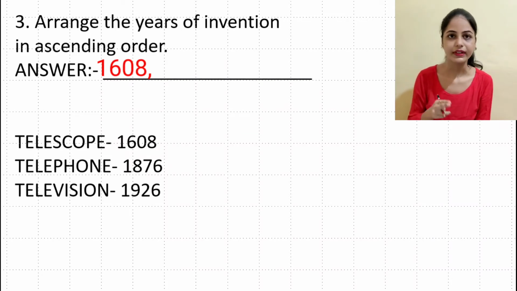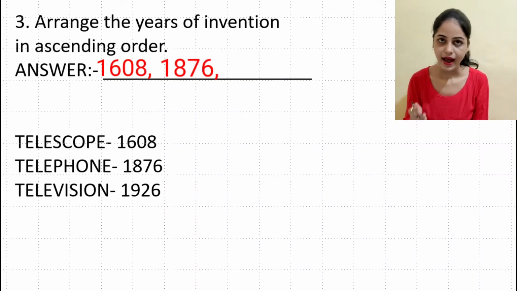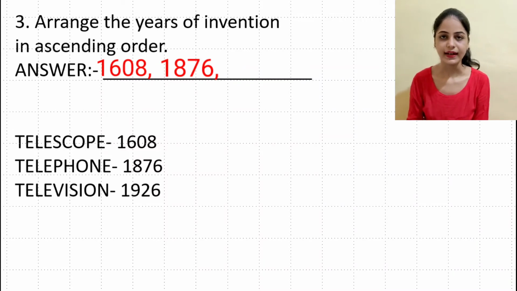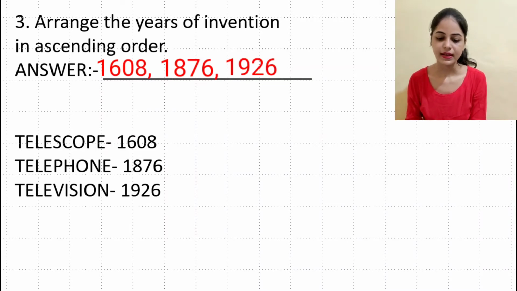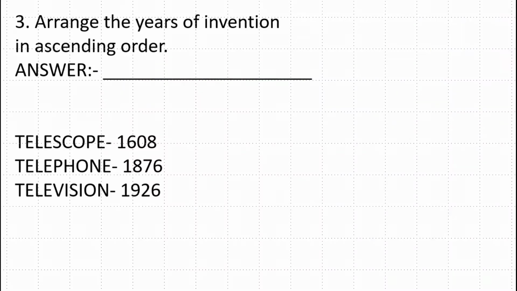Next, the next smallest number is 1876. After 1608, we have to write 1876. And the last number which was remaining, that is 1926. So we have to write 1926. These years are arranged in the ascending order.